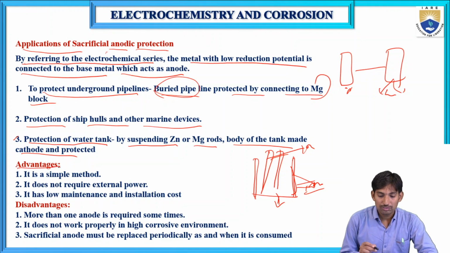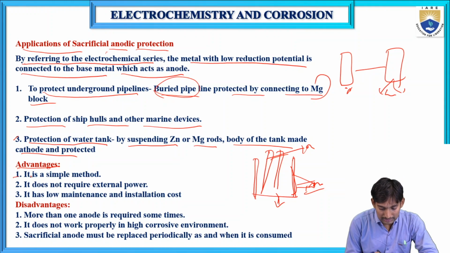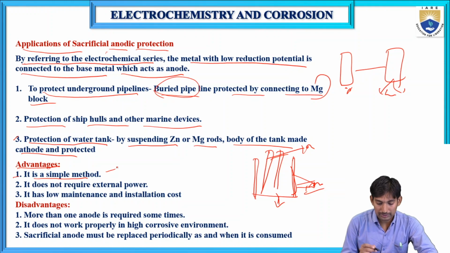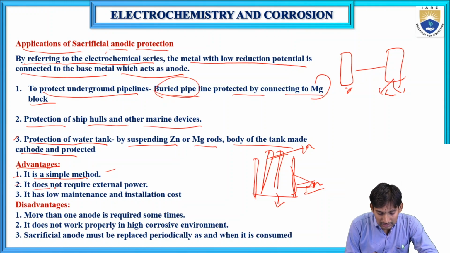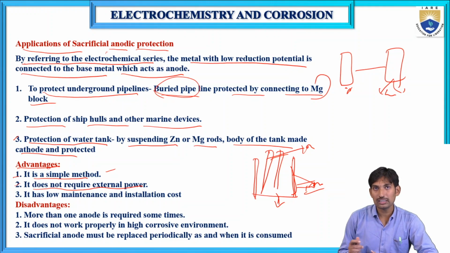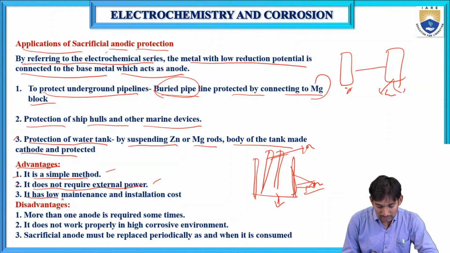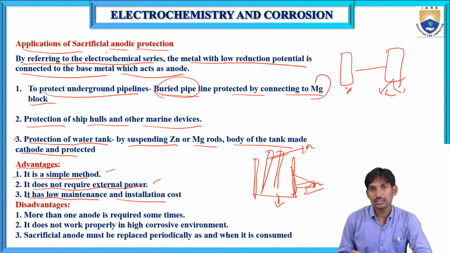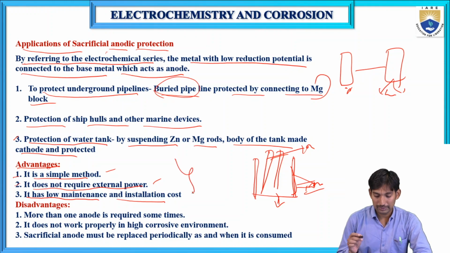The advantages of sacrificial anodic protection. What are the advantages of this? First advantage, it is a simple method. Second one is, it does not require any external power. The third one is, it has low maintenance and installation cost. There is no major installation cost and maintenance cost for this sacrificial anodic method.